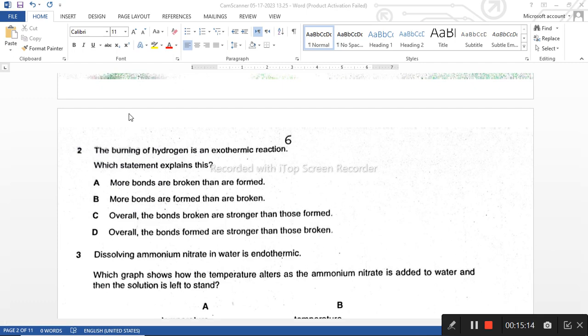More bonds are broken than are formed. More bonds are formed than are broken. Overall, the bonds broken are stronger than those formed. Overall, the bonds formed are stronger than those broken.